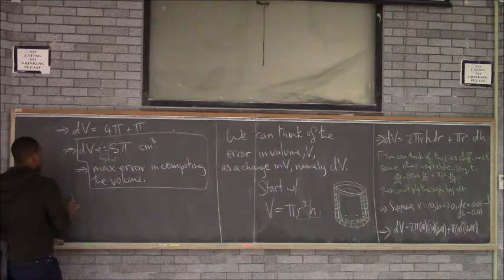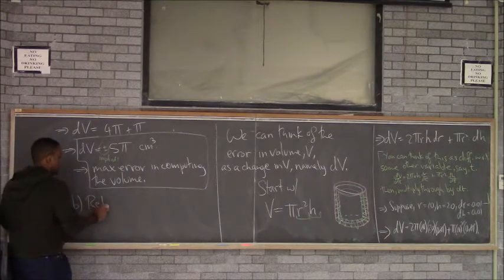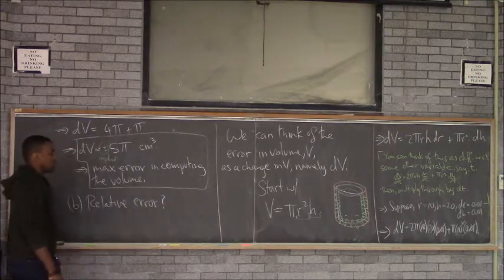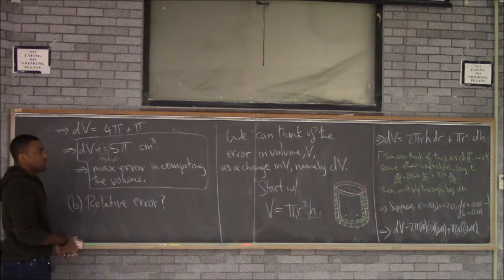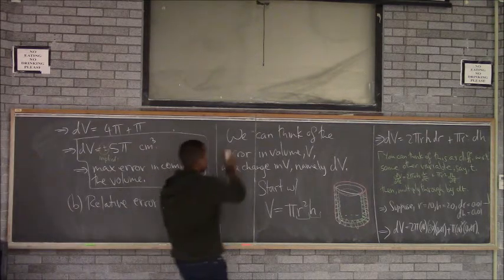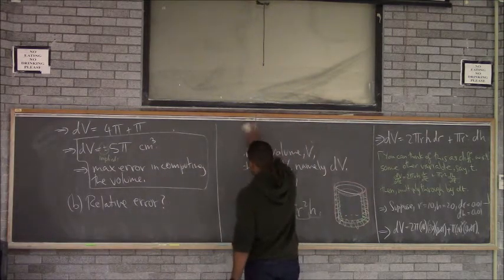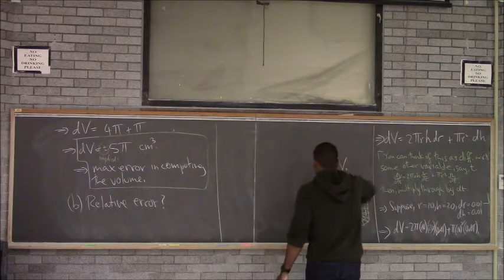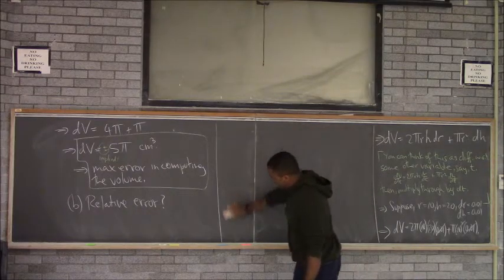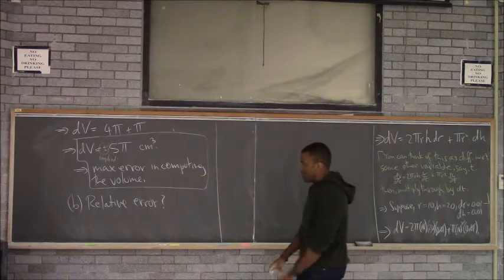What do you think the relative error would be? When we say relative error, what does that mean? Well, relative to what? This basically means the error as a percentage of what the assumed volume is.